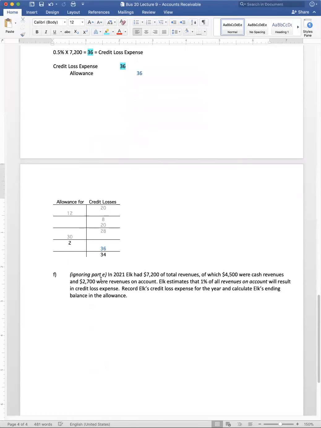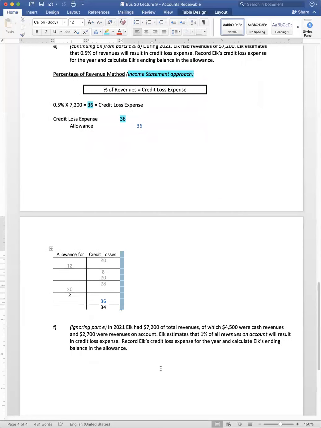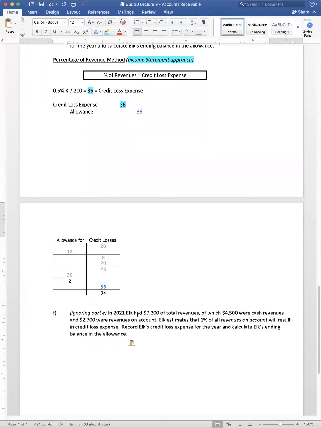All right, so let's look at the last possibility. Ignoring this one here in E, let's go with this. Let's say that in 2021, Elk had $7,200 of total revenues, of which $4,500 were cash revenues, and $2,700 were revenues on account. So it's still $7,200 of revenues, but now we're breaking it up into cash and on account. Elk estimates that 1% of all revenues on account will result in credit loss expense.